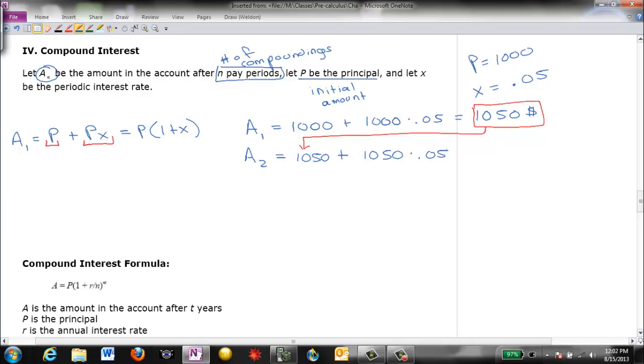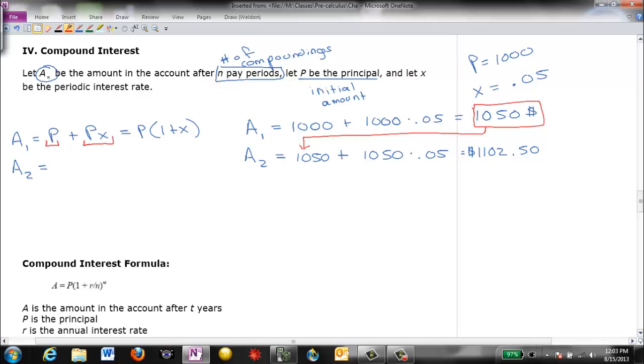Okay. And when I run that calculation, what I get out is $1,102.50, right? And put my dollar sign on the right side this time. Okay, so let's see what happens over here in the general sense, what we get after the second compounding.